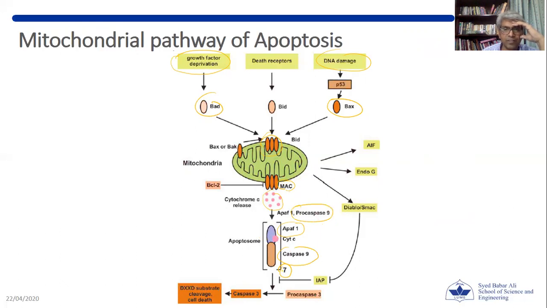Active caspase 9 can be inhibited by IAPs. IAPs, as I mentioned, are inhibited by Diablo-SMAC. So caspase 9 converts pro-caspases, the effector caspases, into active caspases. So this is how your intrinsic apoptotic pathway works. That is also called mitochondrial apoptosis.